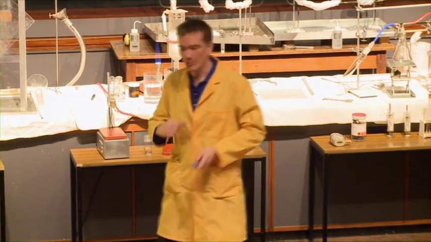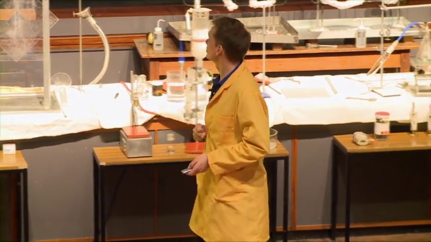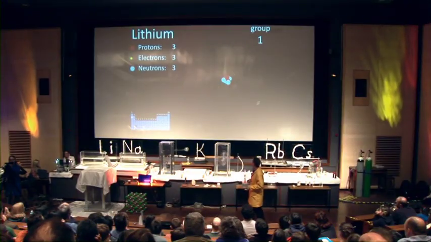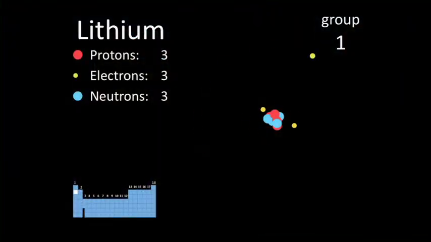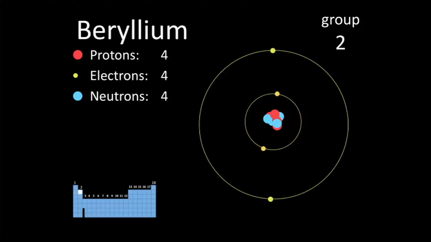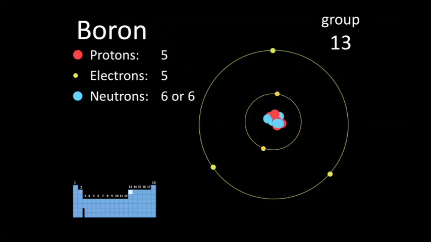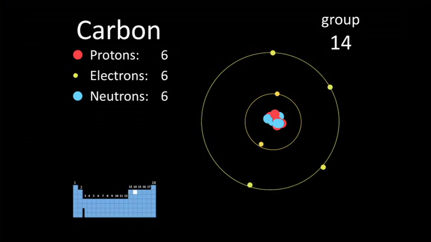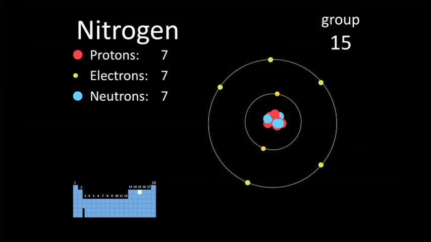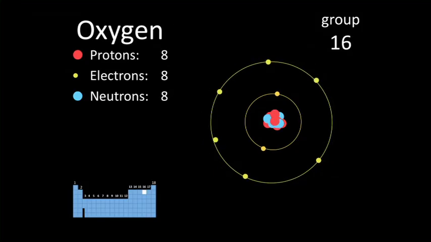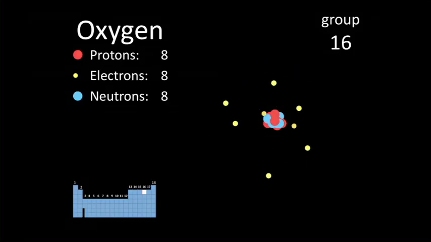Now, the next key point is that we start adding electrons into different shells. So for the next element, lithium, with 3 electrons in total, it has just 1 electron in its outermost shell, moving around right far away from the central nucleus. But then we move across again, we add an extra proton, an extra electron, so beryllium here in group 2 has 2 electrons in its outermost shell. Boron has 3 electrons in its outermost shell. Carbon here has 4. Nitrogen has 5 electrons. Oxygen has 6 electrons in its outermost shell.